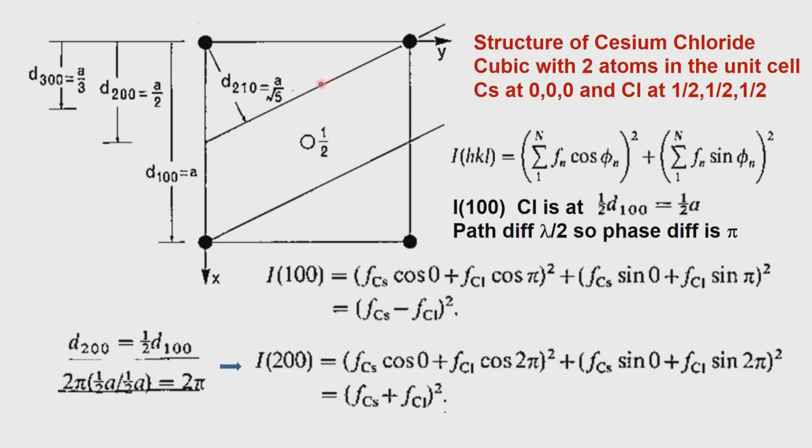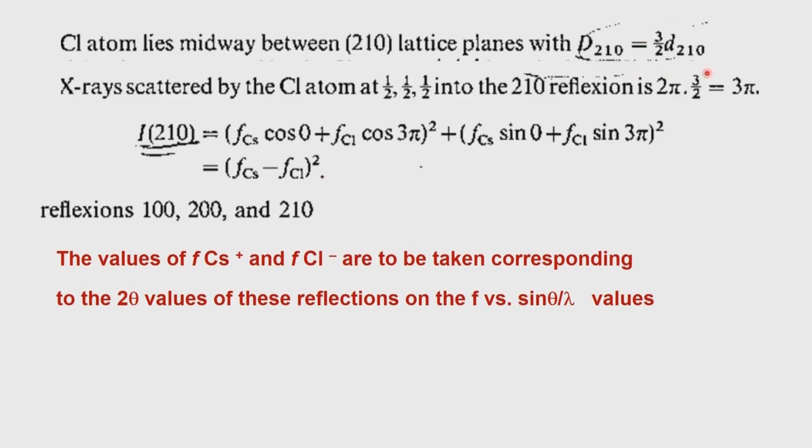This is the plane 210, and you see that the chlorine atom now sits halfway between these two, and so if you calculate that value, it turns out that it is at 3 by 2 D210. So, the X-rays scattered by the chlorine atom at half into this reflection will be 2 pi times 3 by 2, that happens to be 3 pi. So, for 210 you have FCs cosine 0, that does not change, but FCl cosine becomes 3 pi now, square of that, and the sine part also becomes square.